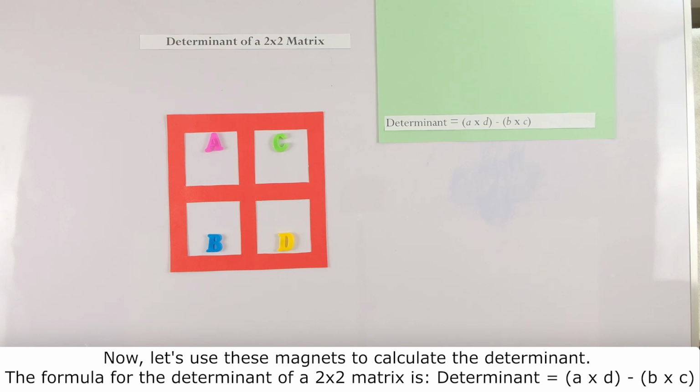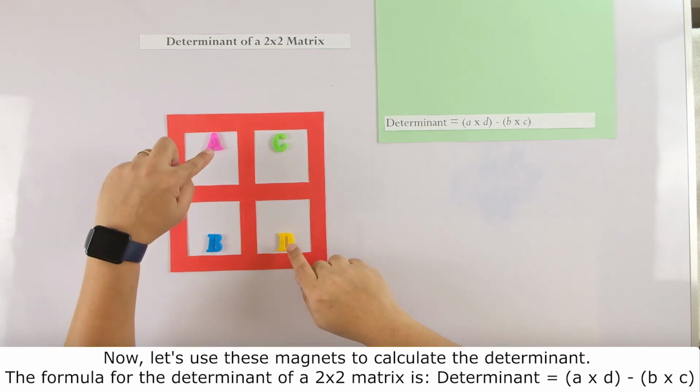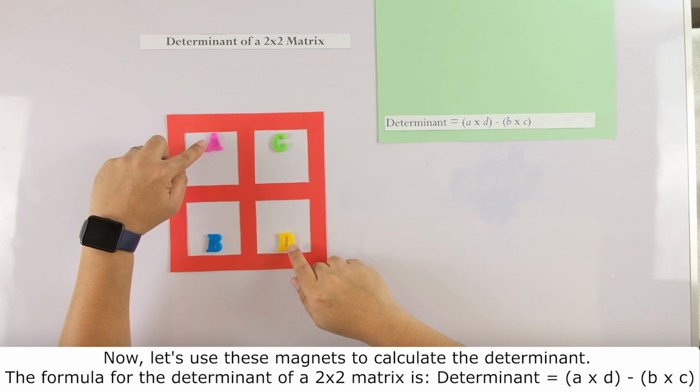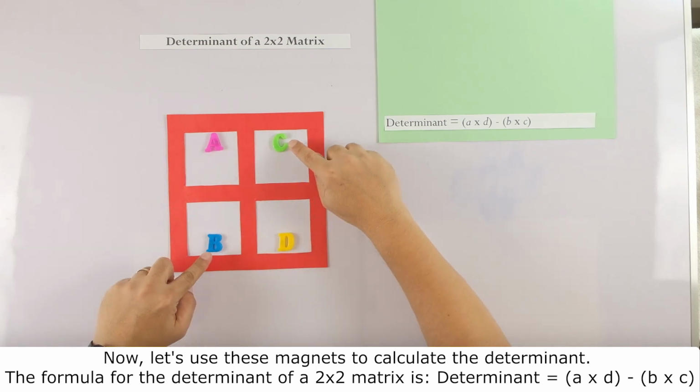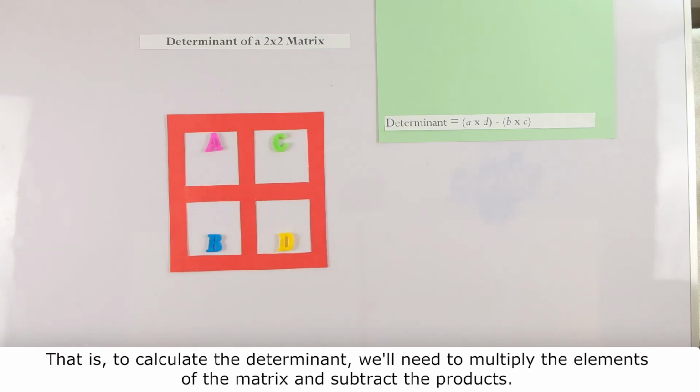The formula for the determinant of a 2x2 matrix is determinant equals A times D minus B times C. By looking at the matrix or the grid, we have A times D minus B times C. That is, to calculate the determinant, we'll need to multiply the elements of the matrix and subtract the products.